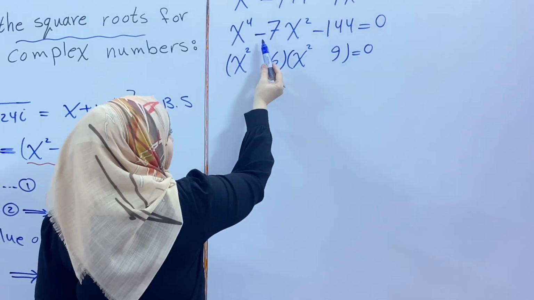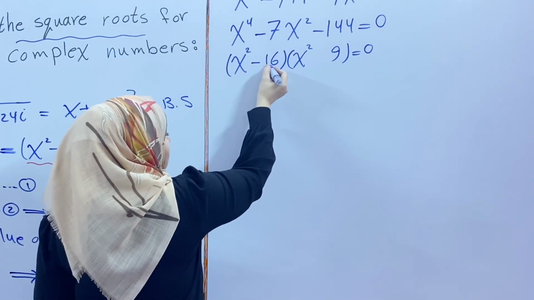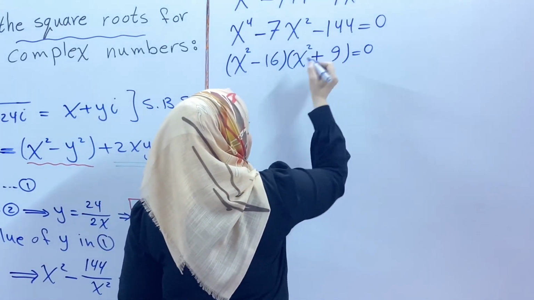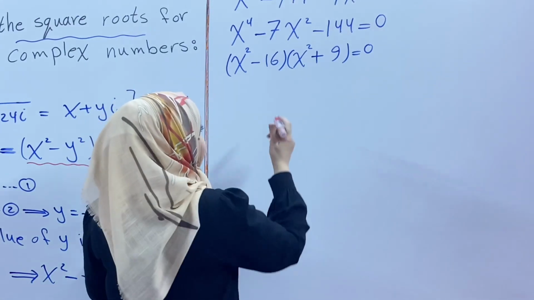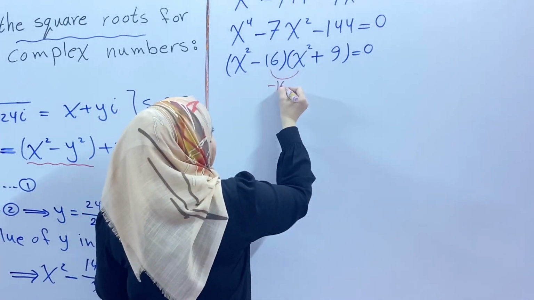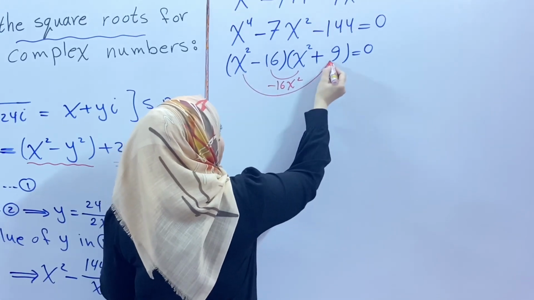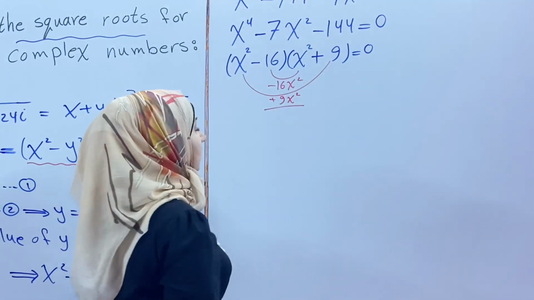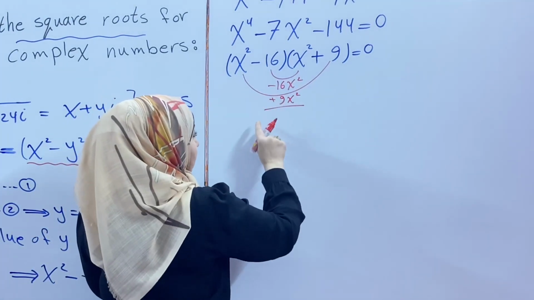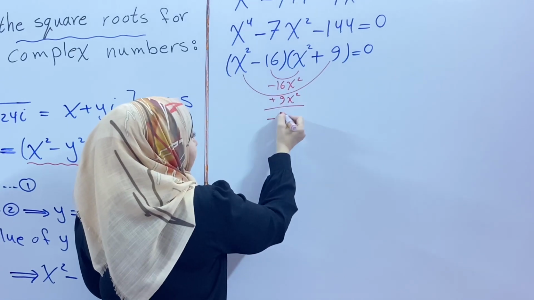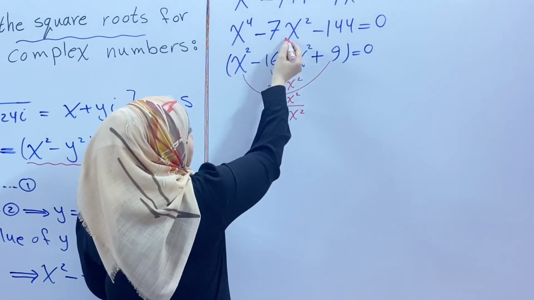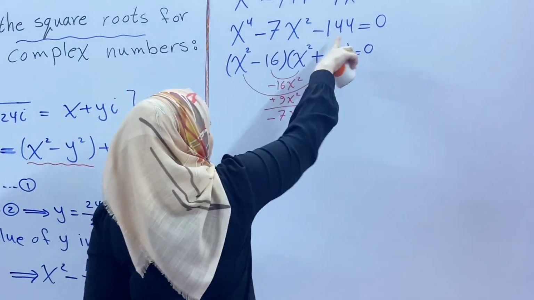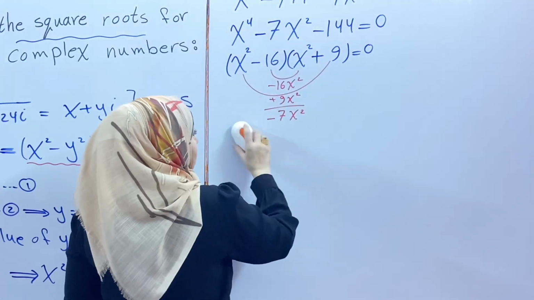And I will write the sign of the middle term near the greater value. So here I put minus and here I put plus. So I can check my factoring. Negative 16x squared, and here when I multiply them I get positive 9x squared. And now when I add these two values I get negative 7x squared, which represents the middle term. So my factoring of this expression is true.